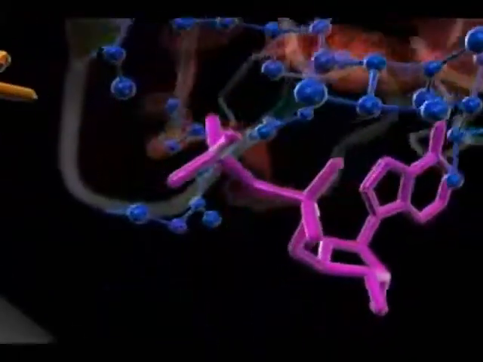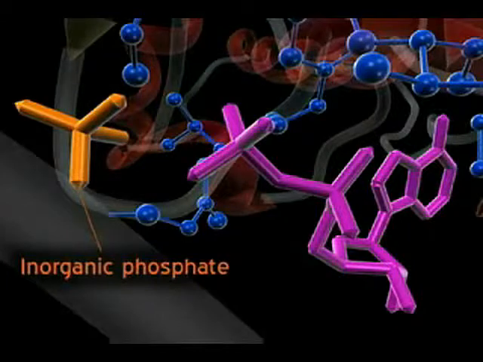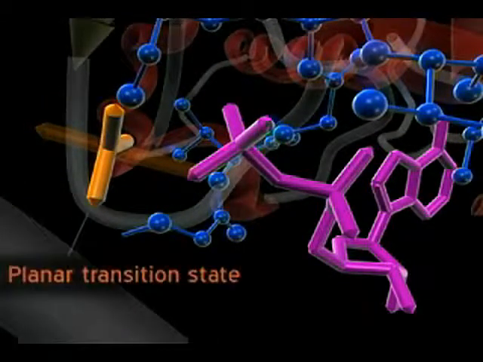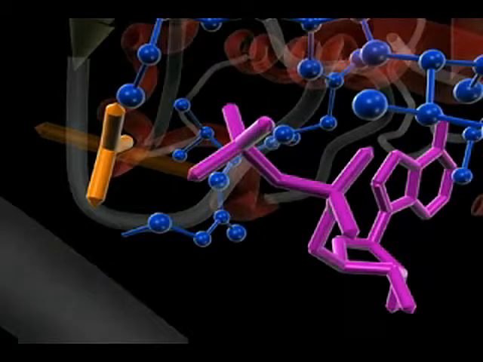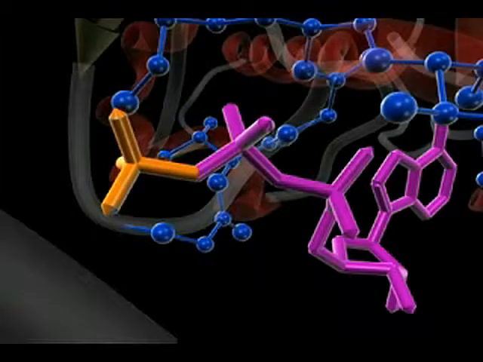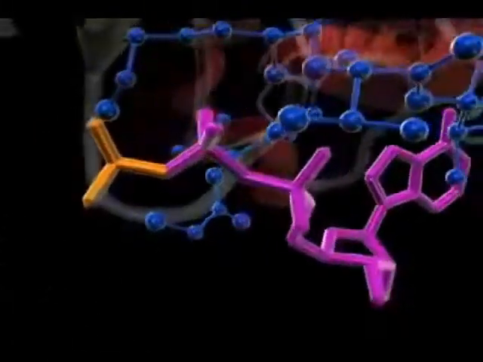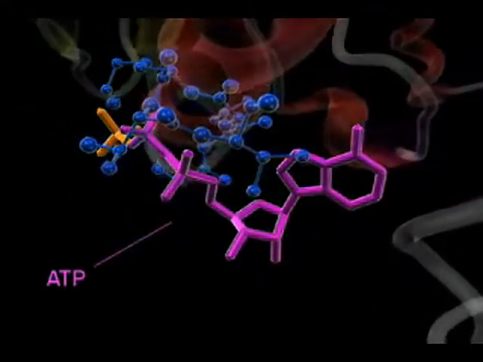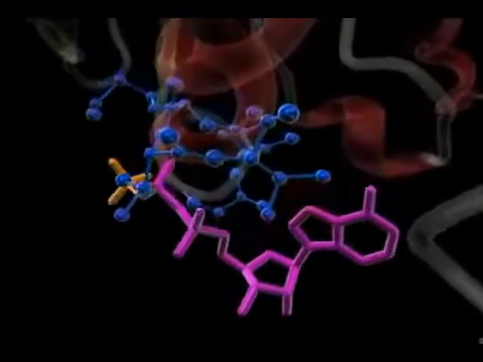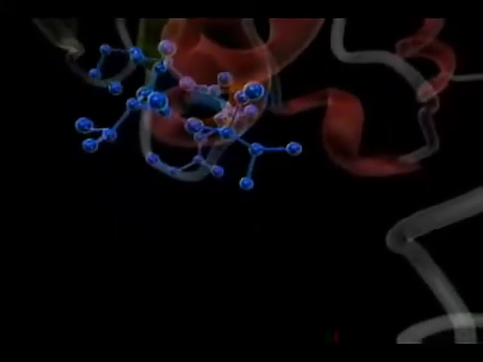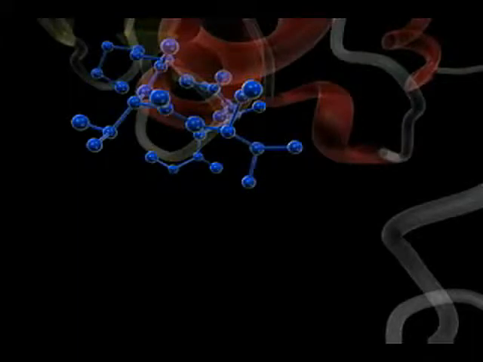Once ADP and inorganic phosphate are appropriately positioned in the active site, a transition state is formed in which the ordinarily pyramidal geometry of inorganic phosphate becomes planar. Upon resolution of this planar transition state, inorganic phosphate bonds covalently with ADP, yielding an ATP molecule. The subsequent conformational change of the ATPase breaks the hydrogen bonds stabilizing ATP, leading to its dissociation from the active site. This cycle of association, synthesis, and dissociation repeats very rapidly.